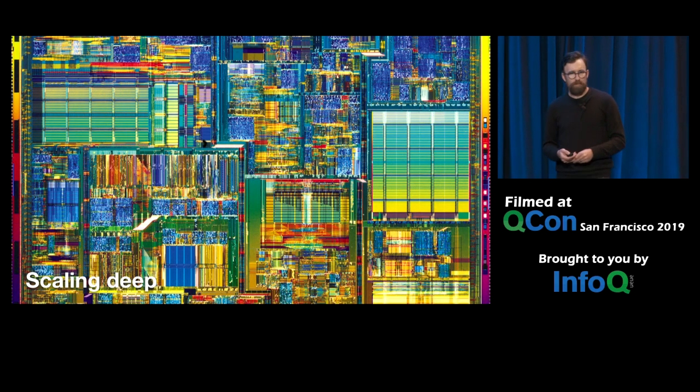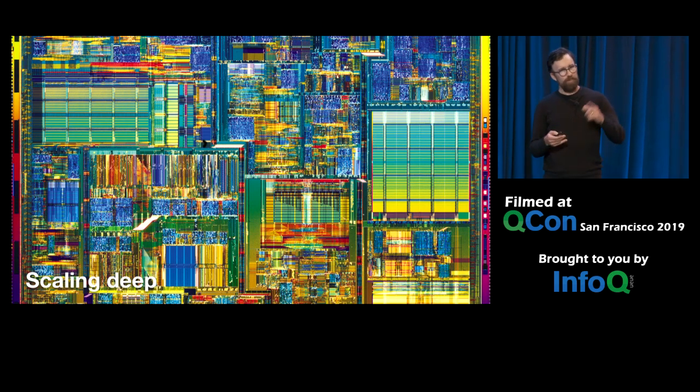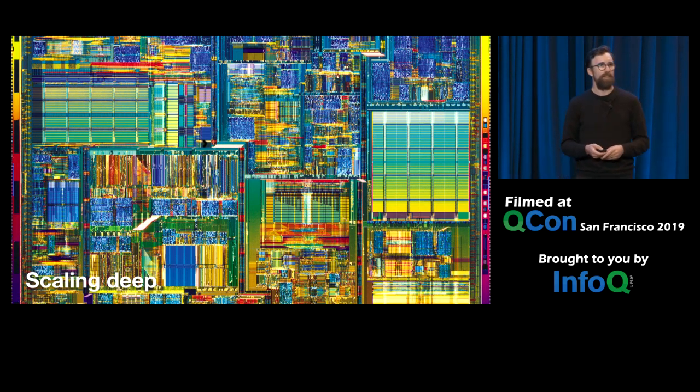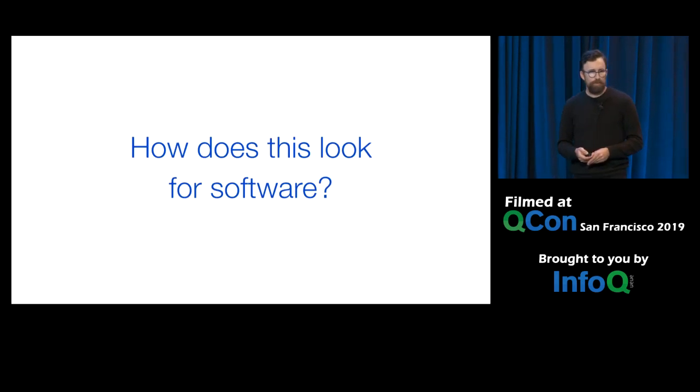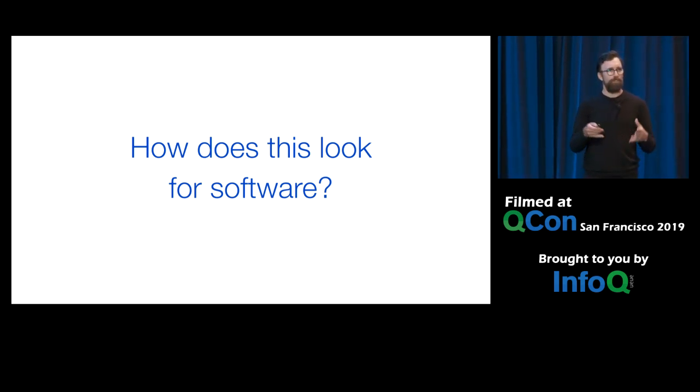Moving beyond sewers, there's also things like hardware. This is an example of a deep system in hardware. I think even just visually, you can look at this and be like, that looks really complicated, and it's not just like a lake of silicon. This is really complex and has a lot of nuance and depth. So the question is, what does it look like for software, especially software built around services?